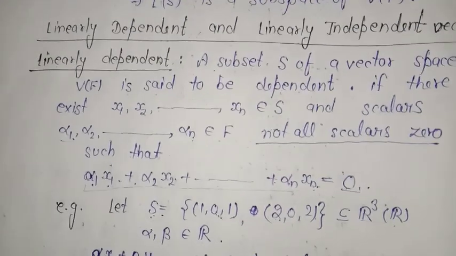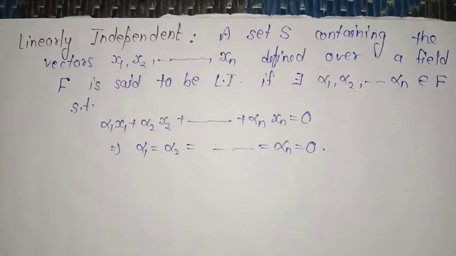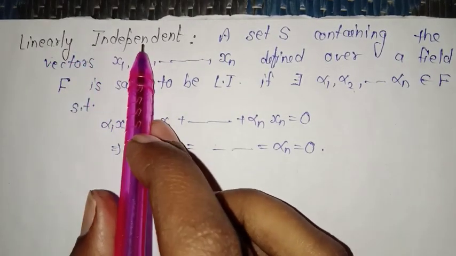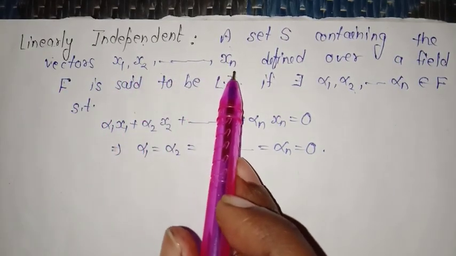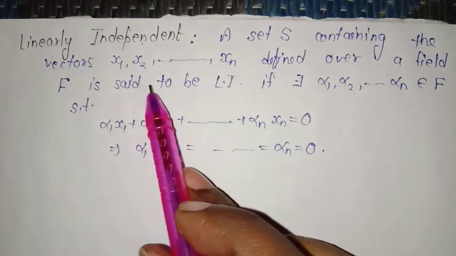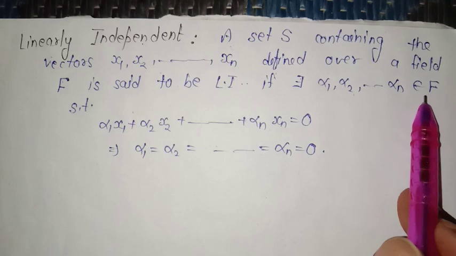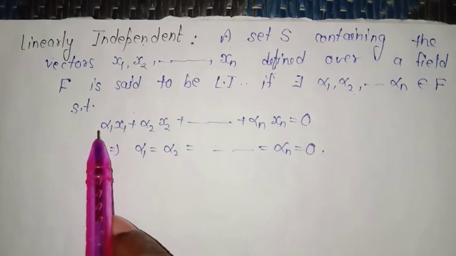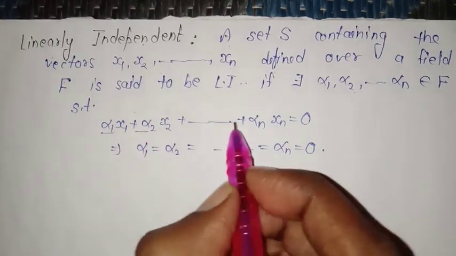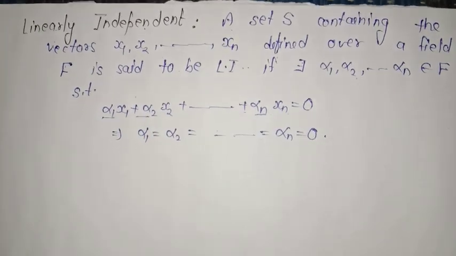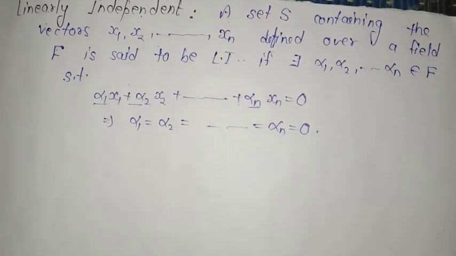Now we will discuss the definition of linearly independent vectors. Linearly independent. A set S containing the vectors x1, x2 and so on xn defined over a field F is said to be LI if, whenever there exist scalars alpha 1, alpha 2, dot dot dot alpha n belonging to F such that this linear combination is 0, then all scalars must be 0. There does not exist any scalar which is non-zero. If this type of condition holds, we call the set of vectors linearly independent.